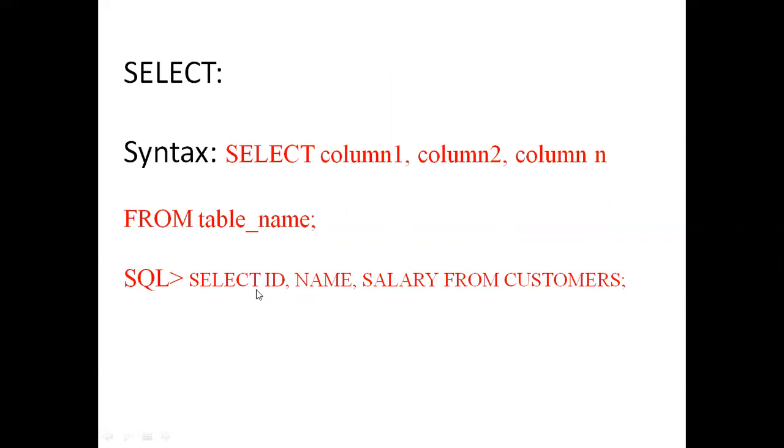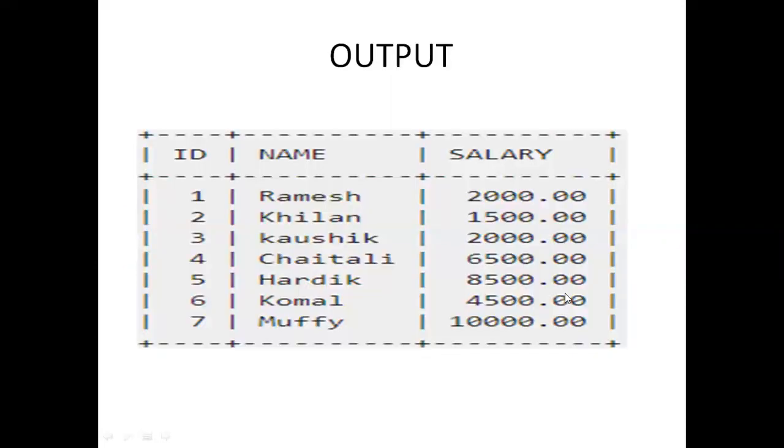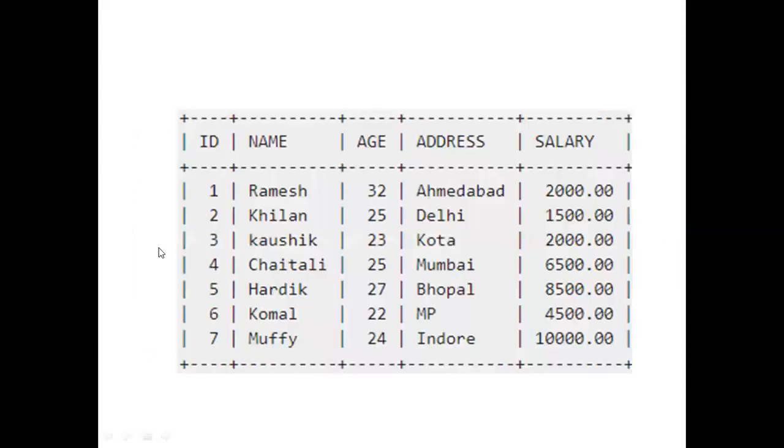Suppose I want to select the ID column, name and salary from the customers table. Then what is the output that I get? This is the output: IDs, names and salary. You will be displayed only the 3 columns. The remaining columns, such as address, will not be displayed. Okay, now specified columns is done. This is the whole table.